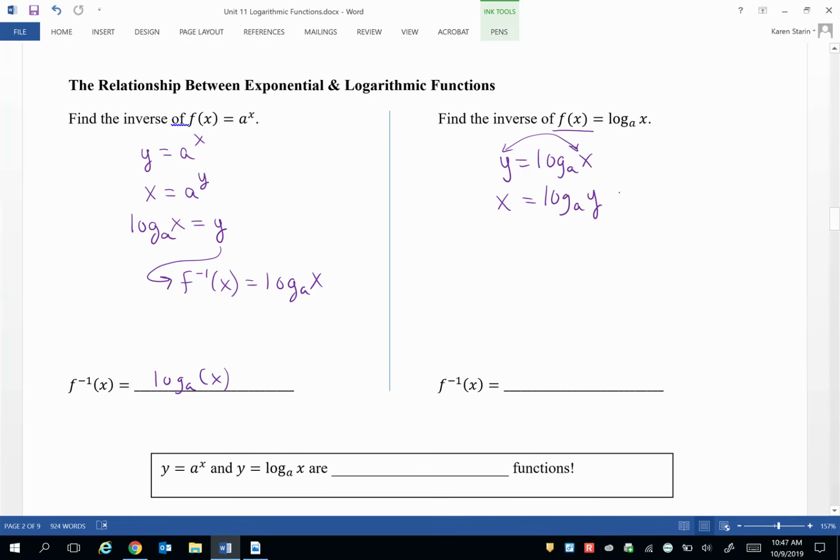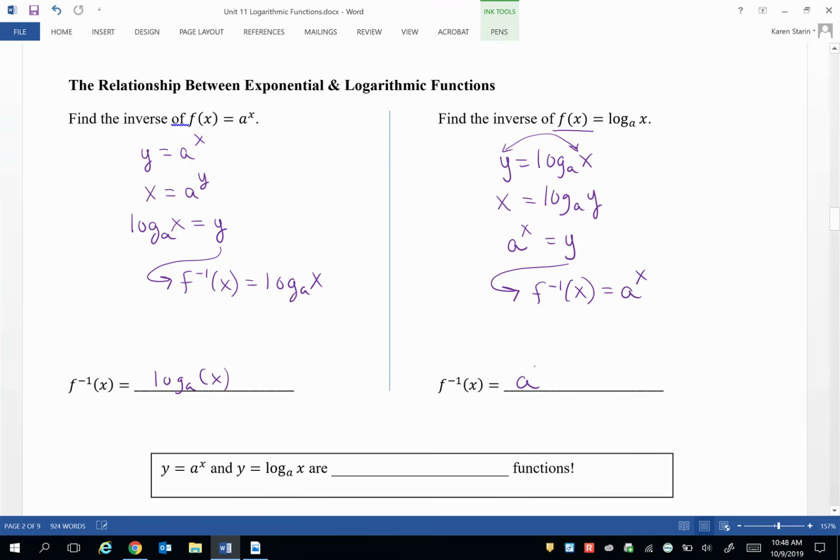Now we have to solve this for y, which means that we need to rewrite this equation in its exponential form. So the base is a, the exponent is x, and y is the argument. Now we're going to take this y and put it back to function notation, but this is our inverse. So f inverse of x equals a to the x.